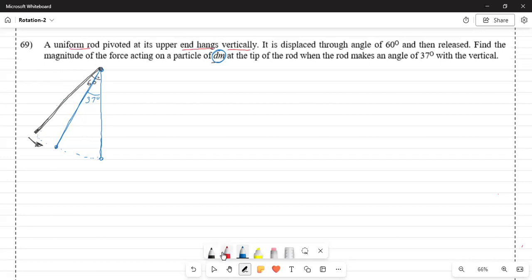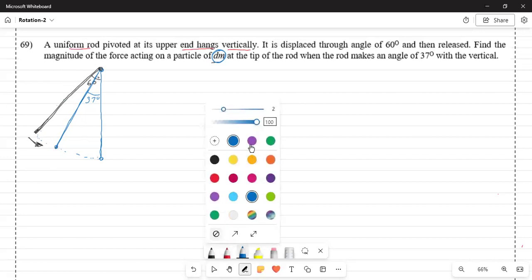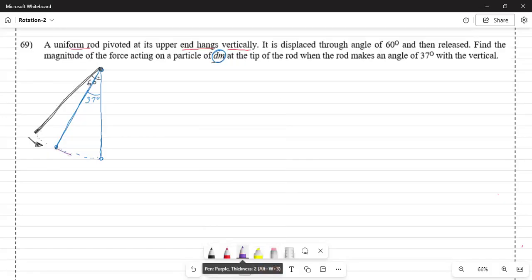Now, what are the forces? The forces acting here are a tangential force, like this, which is equal to mass into tangential velocity v, and there is a centripetal force towards the center of rotation, which is equal to mv square by r.